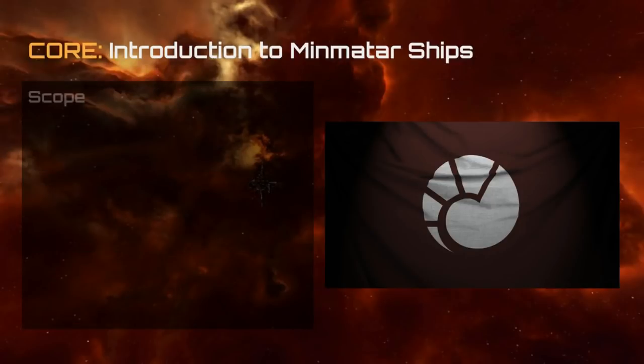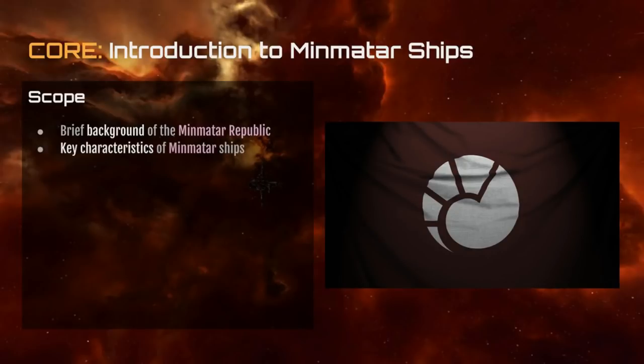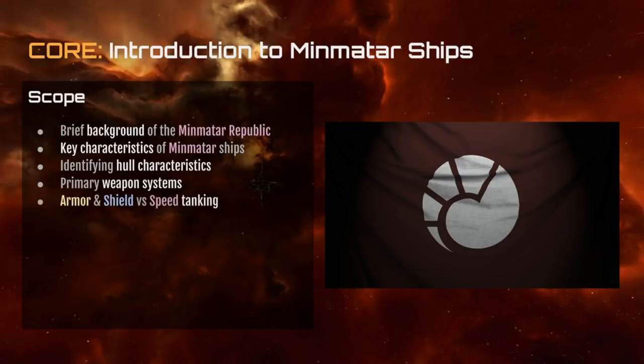For an introduction to Minmatar ships, we're going to cover a brief background of the Minmatar Republic. We're going to talk about the key characteristics of Minmatar ships, talk about how the identifying hull characteristics stand out for the different classes. We're going to talk about primary weapon systems and tank. The Minmatar are unique because their ships are extremely mobile, so speed tanking becomes a bigger thing with them. And Minmatar electronic warfare, which is designed to be a force multiplier for their weapon systems.